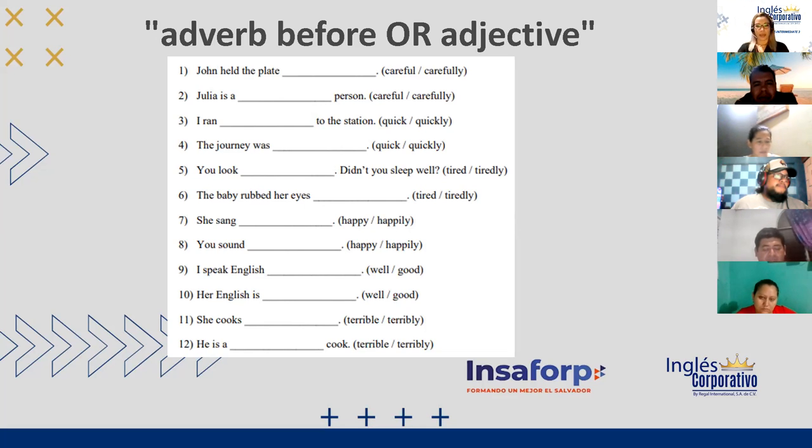Well, to practice this, I'm going to give you, let's see, 4 minutes for you to write if it's going to be an adverb or the adjective that we need here. You can just write the number of the sentence and the answer. For example, number one, carefully. Number two, and so on. You can work in your notebook. I give you time.